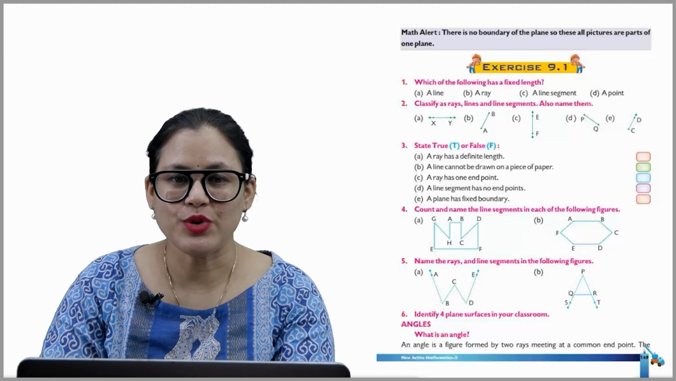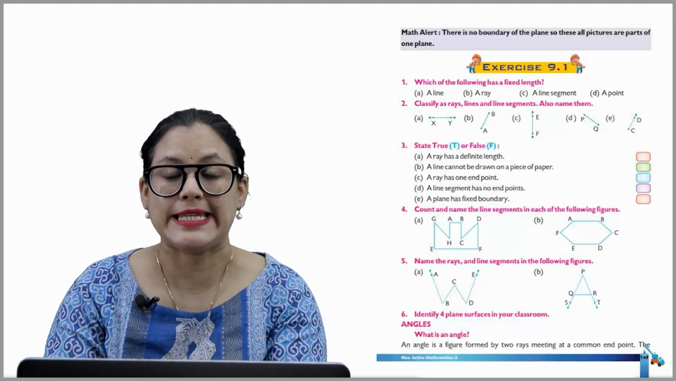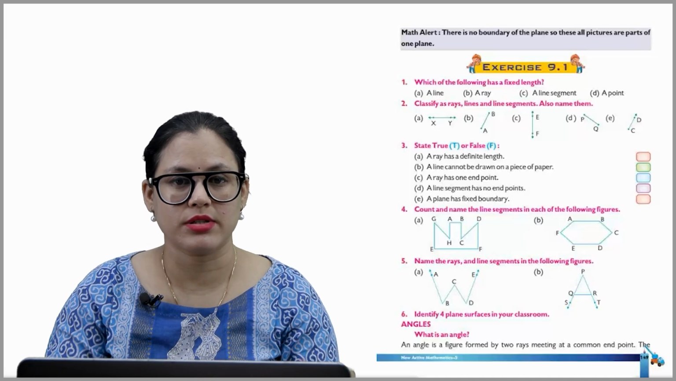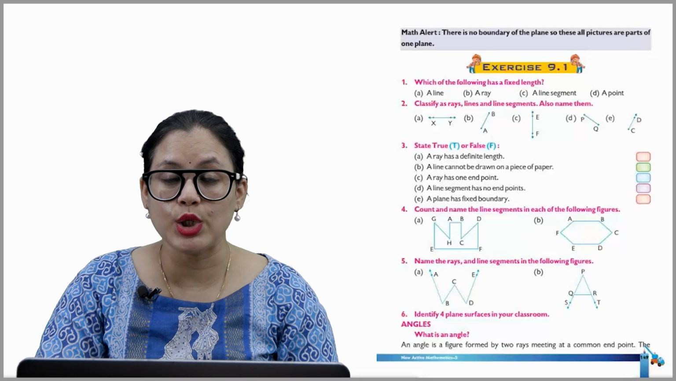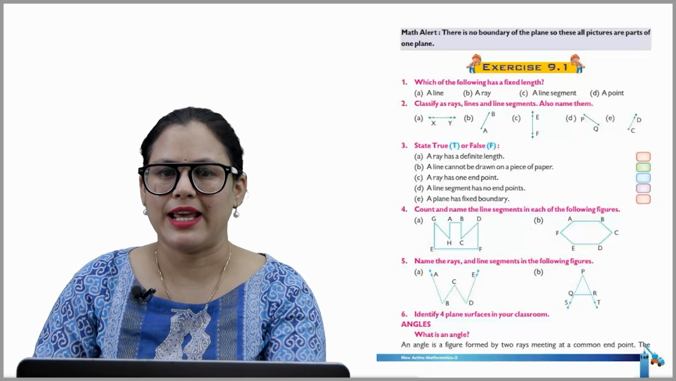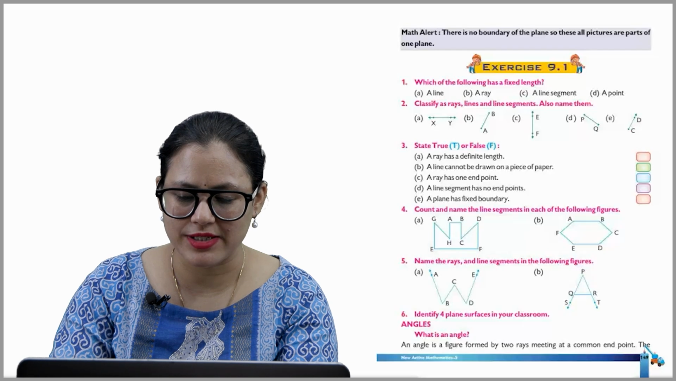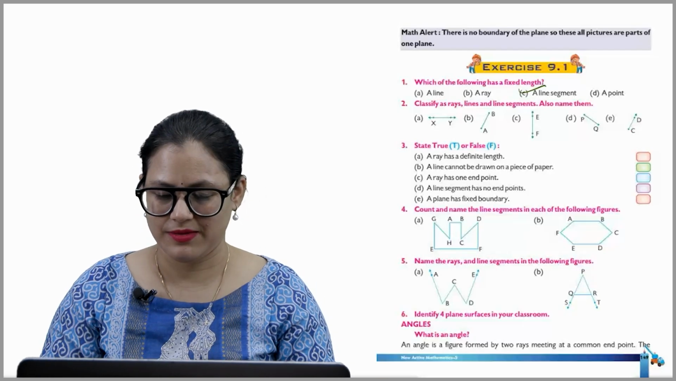Exercise 9.1. Which of the following has a fixed length? Does a line have a fixed length? No, we can extend a line in both directions. Does a ray have a fixed length? No, because it can also be extended in one direction endlessly. And a line segment, of course, has a fixed length. And what about a point? A point doesn't have a length, right?